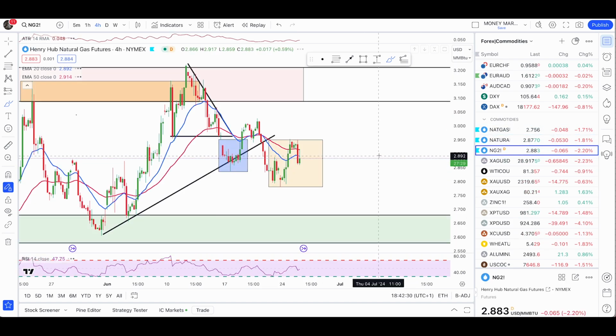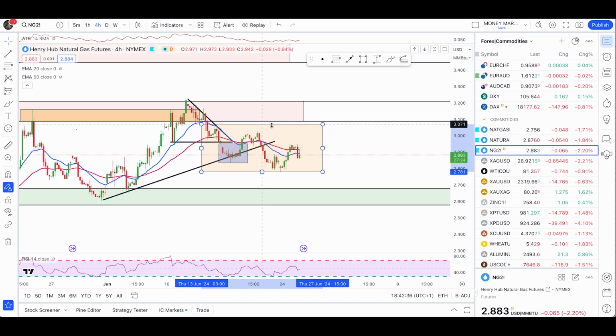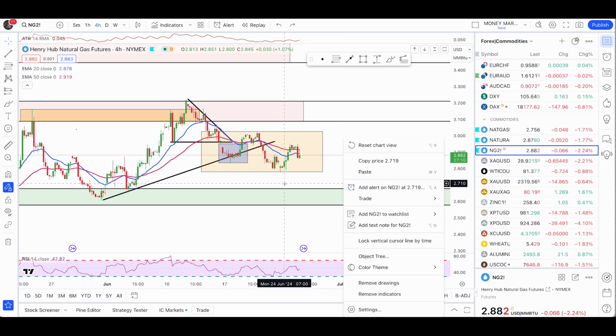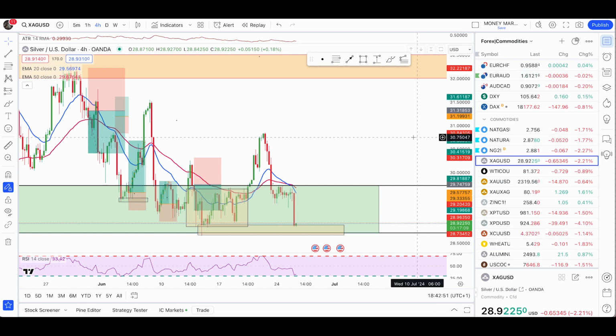So keep an eye, this is the condition now I'll be looking at on all the platforms. Wait, as now we are just ranging sideways in this box. Break above, I'll be looking at the zone for my sell trade. Break below, I'll be looking at the zone below for my buy trades with conditions only. And patience is the key. That is what we need to have in trading.